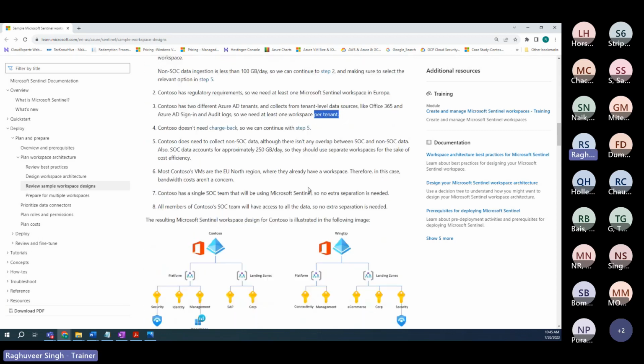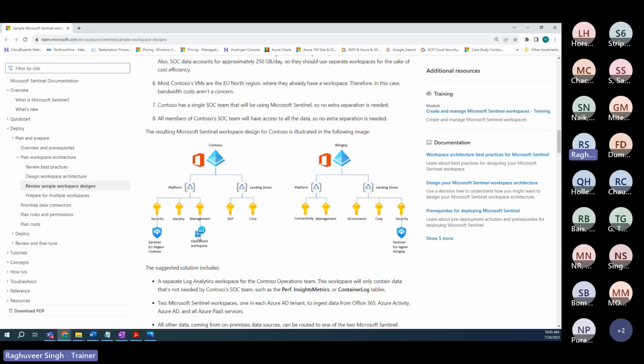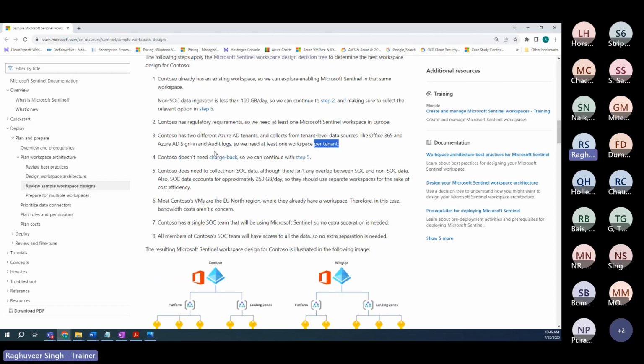Okay. Then comes Contoso does not need chargeback, so we can continue with step 5. So they don't need chargeback, so there is no chargeback question here. They can directly use a single workspace for both operational as well as security monitoring related data, and RBAC will be applied to restrict the operations team from seeing the data of the security team and vice versa, because your security team also does not need to see the data of the operations team, which is infrastructure monitoring. So they're saying that we are good, we don't need chargeback, so we can continue with step 5.